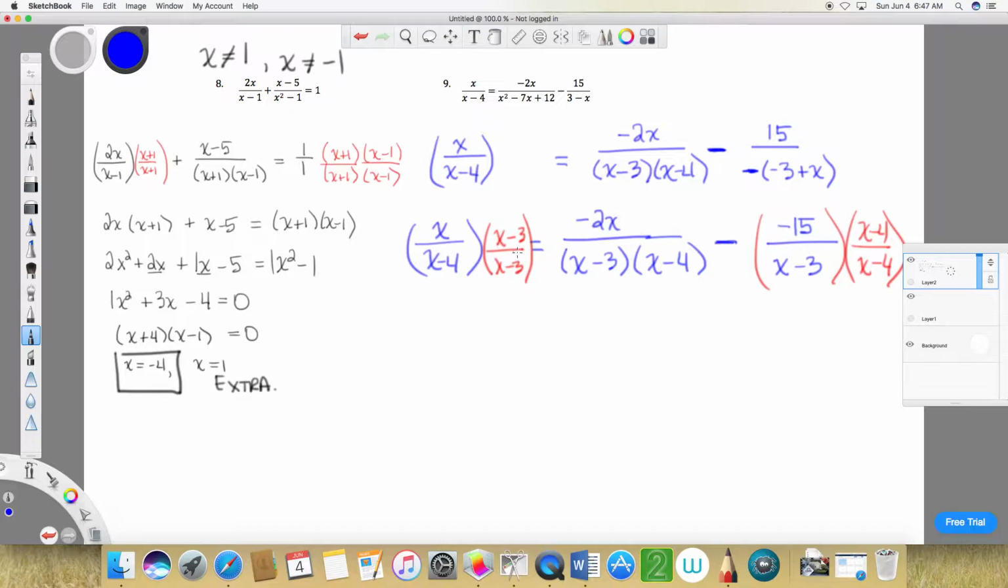All right, so if I were to multiply every term by this common denominator, all these denominators would cancel, and all I'd have left is just the operations in the numerator. So that's what I'm going to do here. I have x times x minus 3, negative 2x minus a negative 15 times x minus 4.